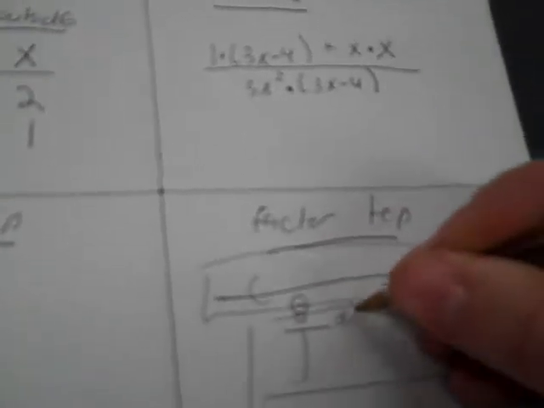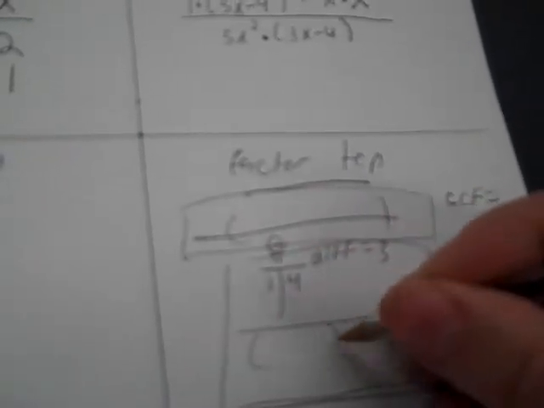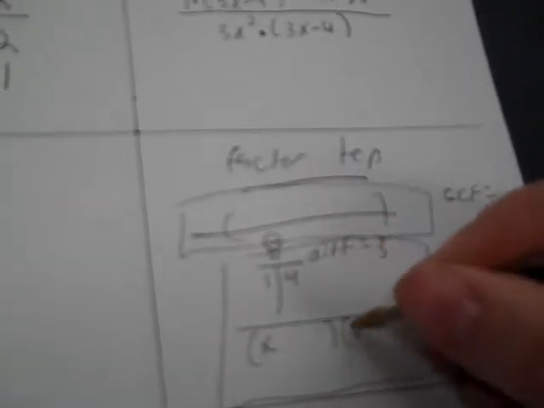1 times negative 4 is negative 4, difference of 3. Okay, that's 1 and 4. A equals 1 here, so I just need 2 parentheses. So x, x, 1, 4, and then you've got plus 3x. You're going to have plus 4 for sure and minus 1.